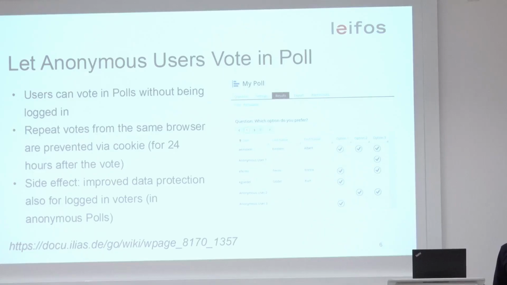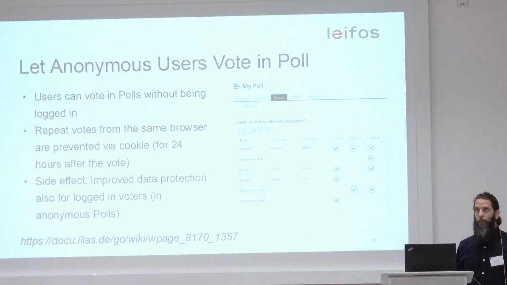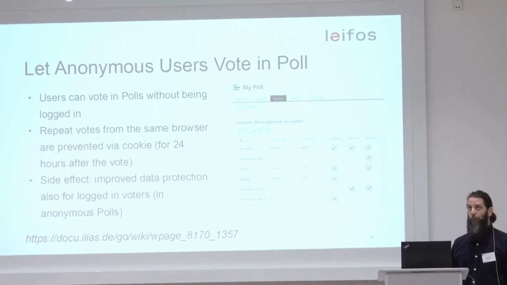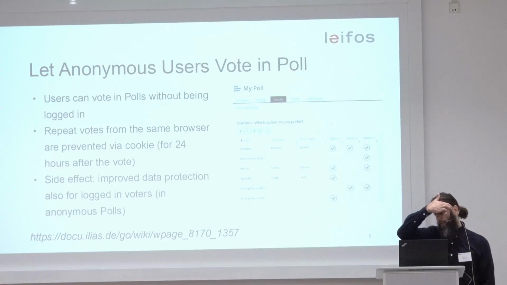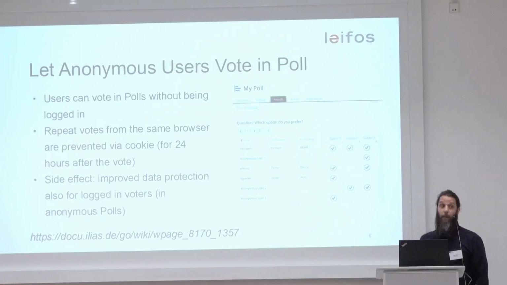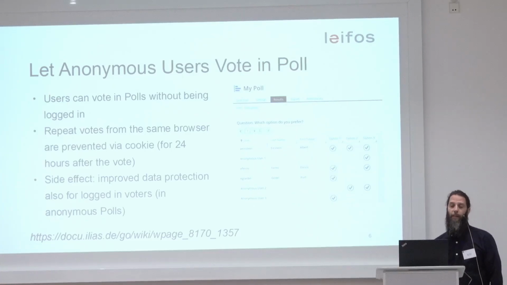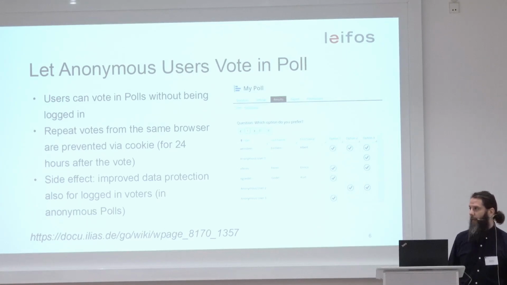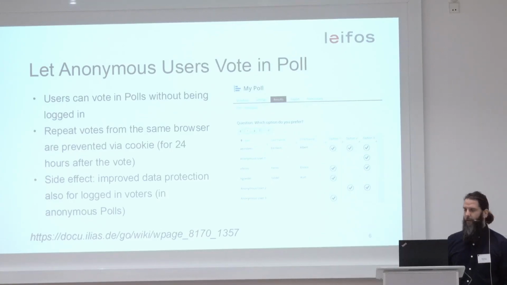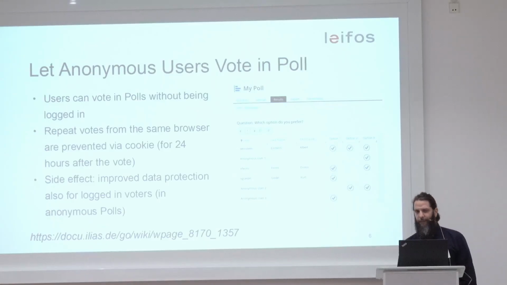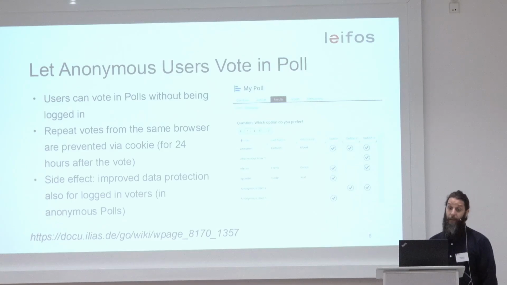Anonymous users right now cannot use the poll, they cannot vote. And we are thinking about using cookies to let anonymous users vote in the poll, but then not let them vote multiple times, let's say for 24 hours. And that's done via a cookie. The 24 hours are up for discussion, I think, Tim told me, but that's what he's aiming for right now.